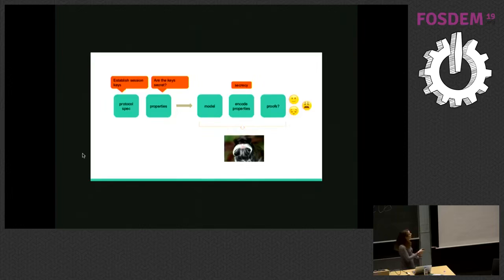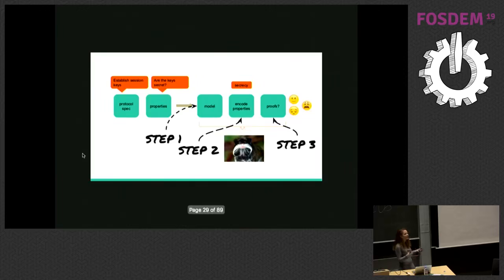Okay, so this is the typical process for analyzing a security property. You start with the spec, you pull out properties you want to prove, and then you build a model, encode those security properties, and come up with proofs. If you come up with a proof, maybe you're happy. If you come up with an attack, maybe you're sad. If you're using Tamarin and it doesn't terminate, you're often in this state, right? So I was in that very unhappy state a lot of the time.